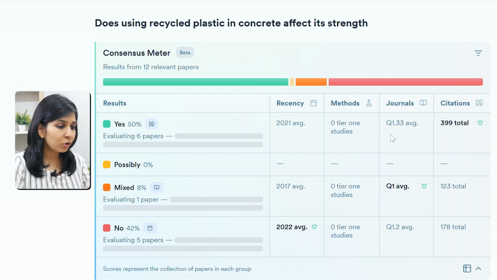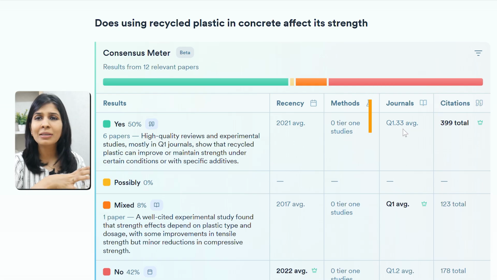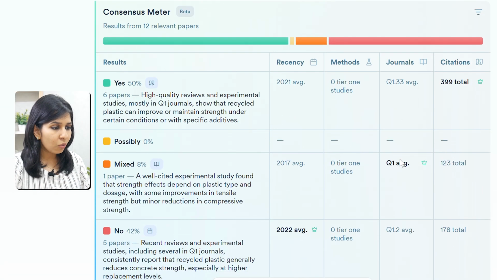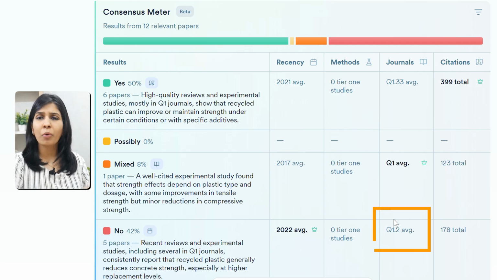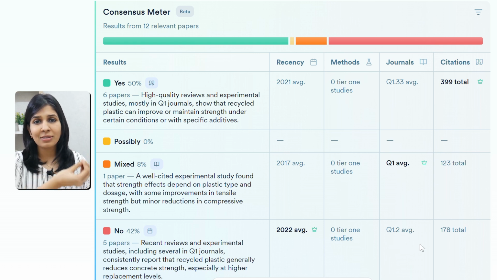Next thing we are going to look at is quality of journal. If you see the papers which are saying yes, the quality of journal is Q1.33 on an average, whereas for the papers which say no, the quality of journal is Q1.2. So here I would say that the quality of journals are more or less similar, the ones that are saying yes as well as the ones which are saying no.